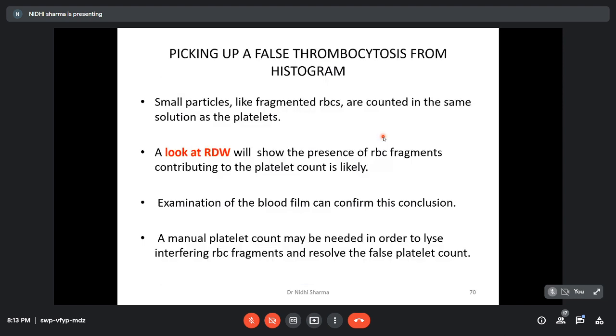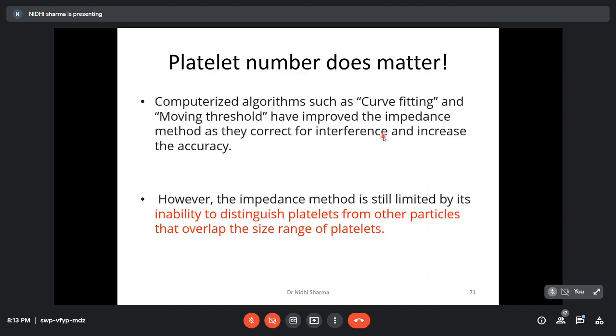So clearly, just by looking at the RDW or the RBC graph, you can comment to some extent that the thrombocytosis that your analyzer is showing is not true and has an admixed population of fragmented RBCs or microspherocytes mixed with them, and that is causing your high platelet count. So that means the platelet number is the most important thing that any clinician is interested in whenever he sends a CBC concerning the platelet, because many important treatment decisions are based upon this.